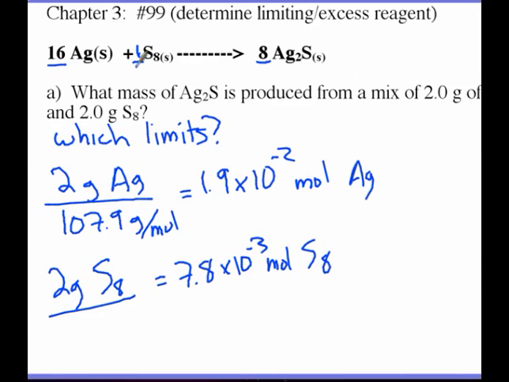So at this point, I have to do one of two things. Either convert moles of silver into moles of S8 that are needed, or convert moles of S8 into moles of silver that are needed. And really, it's the same analysis, where it just depends on what we do with that number 16. We're going to convert moles of silver into moles of S8. So for every 16 moles of silver, we're going to need only 1 mole of S8. I'm going to take that number and divide then by 16.